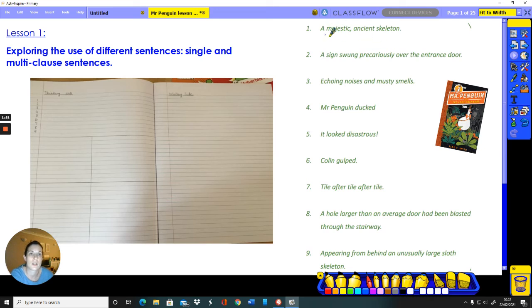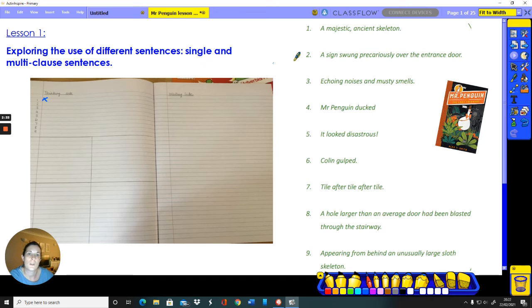First of all, we have a majestic ancient skeleton. Well, one of the main things a sentence needs to have is a full stop and a capital letter at the start, but let's read it one more time. A majestic ancient skeleton. Do we have a complete idea? Not really, no, because nothing's happening to that majestic ancient skeleton. We don't know any more than the fact that it's majestic and ancient. So it doesn't have a verb. So number 1, you would need to put a cross, because that is not a sentence.